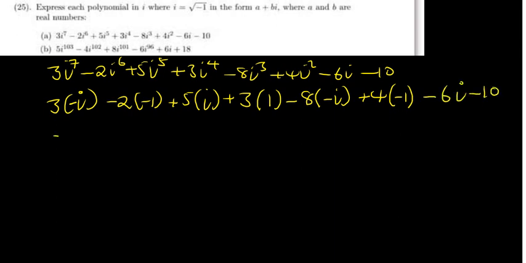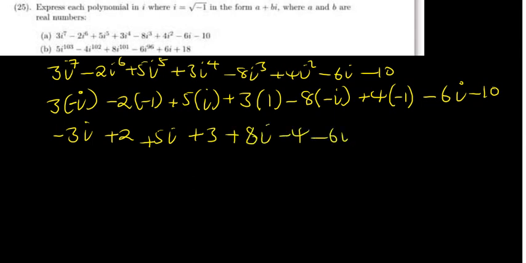So this is going to give us negative 3i plus 2 plus 5i plus 3, minus, this is going to be plus 8i minus 4 minus 6i minus 10. So we add like terms. 2 plus 3, that's 5, minus 4, that's 1, minus 10, that's negative 9. Then negative 3i plus 5i is positive 2i, plus 8i, that's 10i, minus 6i, that is 4i. So that is it for this one in the form a plus ib.